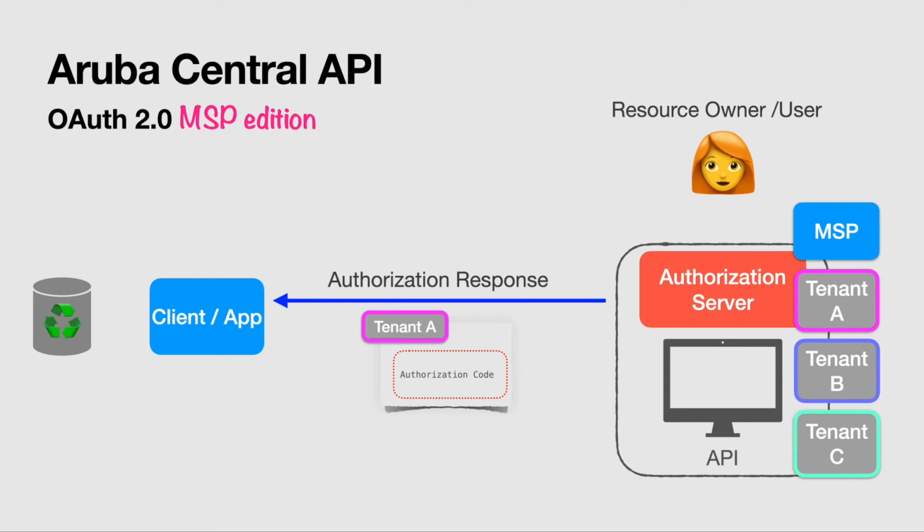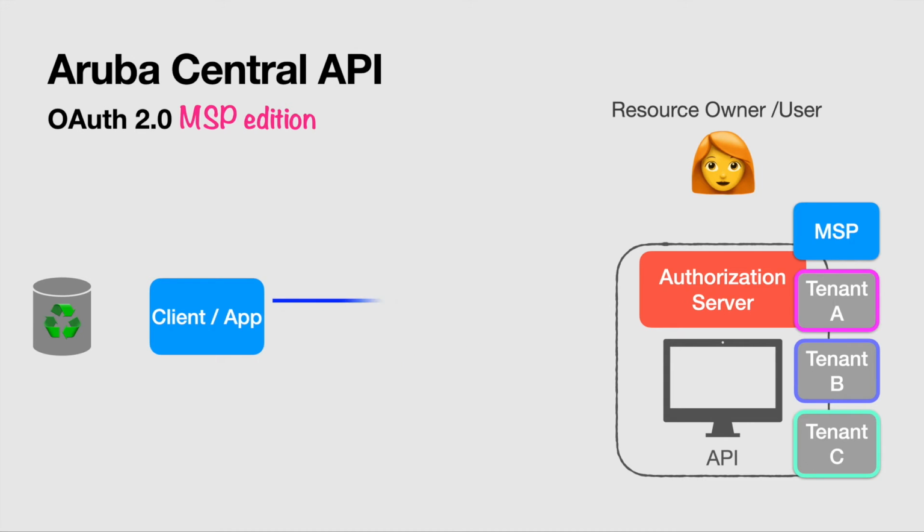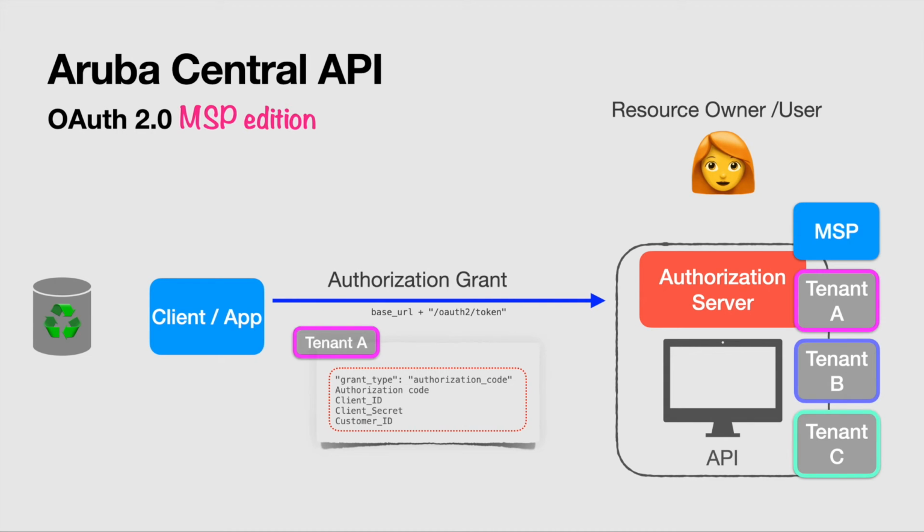Then we get the authorization response, which is an authorization code for tenant A, and we use that to make the authorization code grant request to OAuth 2 /token. And these are all tenant specific pieces of data. So it's the client ID, the client secret, and the customer ID, all of the tenant. So this, you see, we've diverged from the MSP to the tenant. We're now doing the authorization specifically for the tenant.